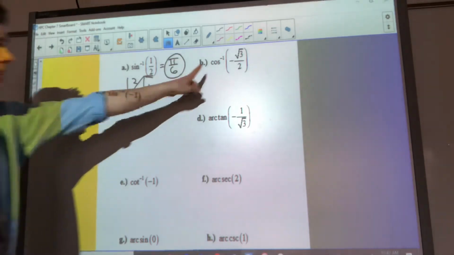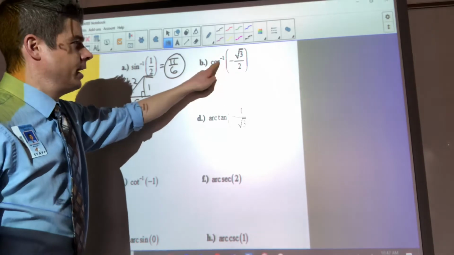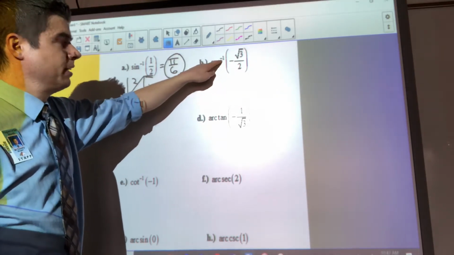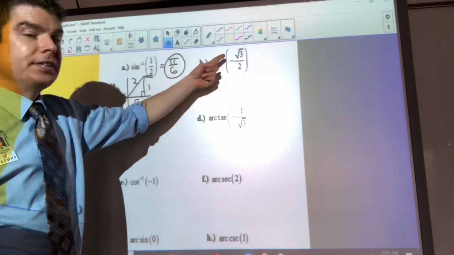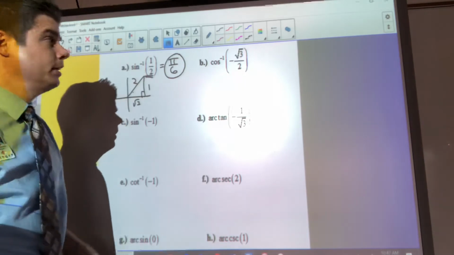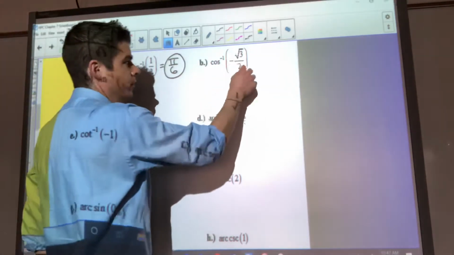Okay? Here's our first negative. Inverse cosine of negative root 3 over 2. And notice how I said this, inverse cosine. Don't say cosine to the negative 1, because that's not what this is. A negative 1 power would have meant do the reciprocal, which is secant. So arc cosine or inverse cosine of negative root 3 over 2.